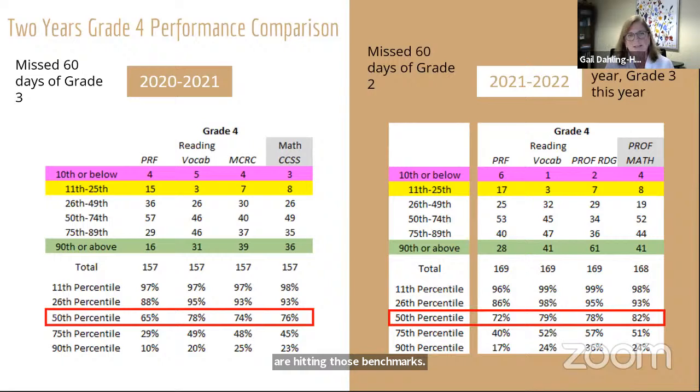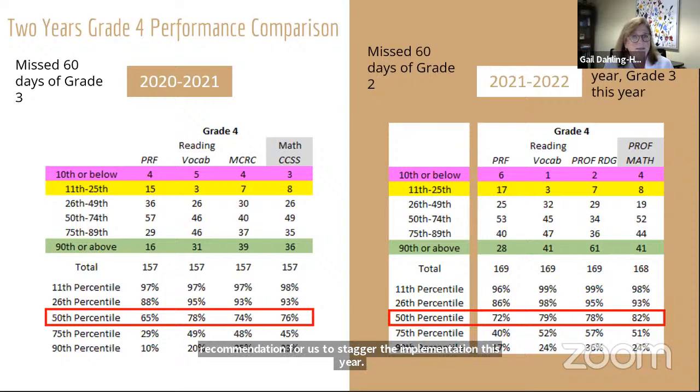Again, I tried to make notations up at the top about the implementation of Foundations. You'll see in that 4th grade group, they had grade 2 Foundations last year. They're having grade 3 this year. And the reason for that is the language and the methodology in Foundations is really specific, and students really need to get the routines in order to get the full benefit of the program. Since we started Foundations last year, it was their recommendation for us to stagger the implementation this year. But we want to make sure that the 4th graders still get the full program up through the 3rd grade program this year. So our teachers are trained in 4th grade and are using the Foundations program.